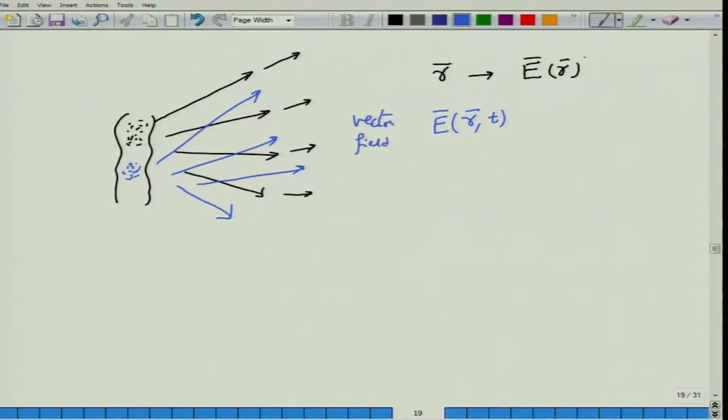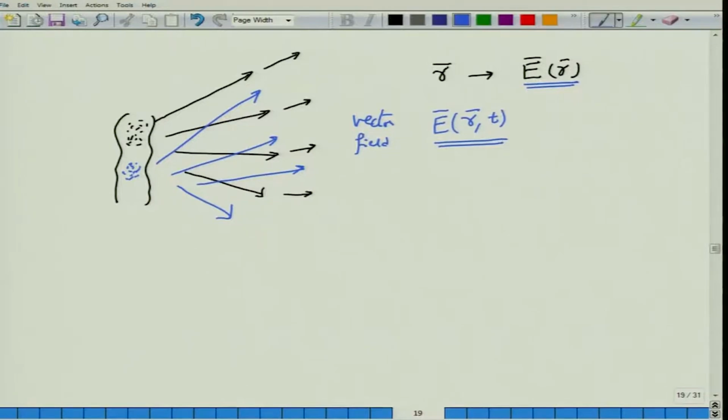You can have a time invariant field such as this case E of r, and if E of r is further dependent on time, then what you obtain is a time varying vector field. So you can have fields which are time variant and time invariant. So this is all about a scalar field and a vector field, okay.